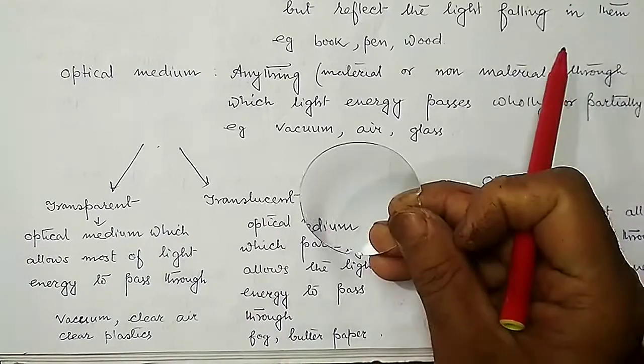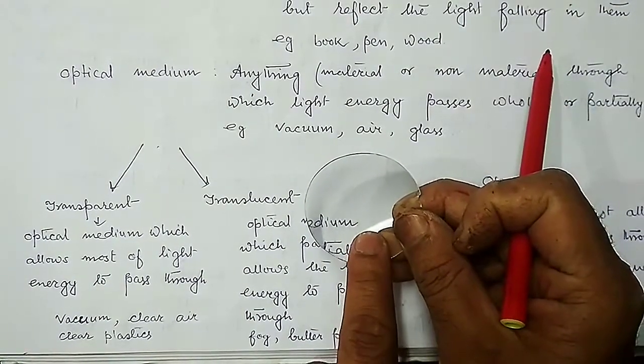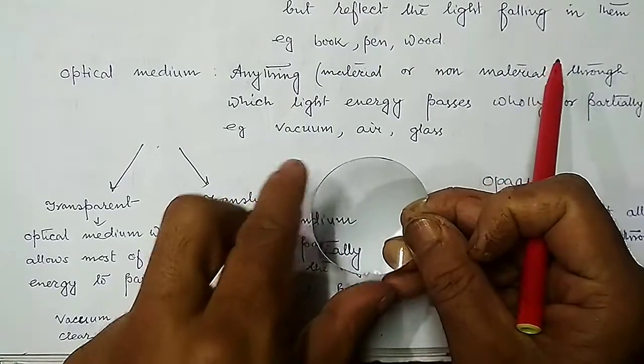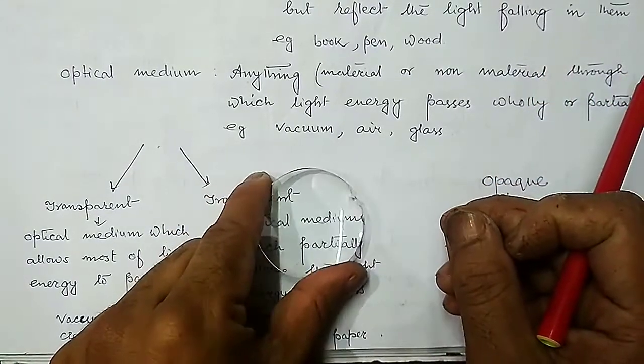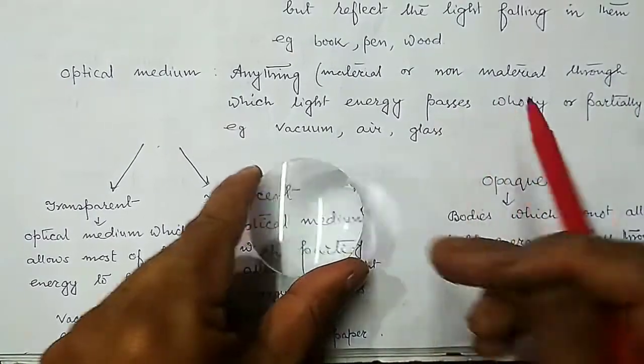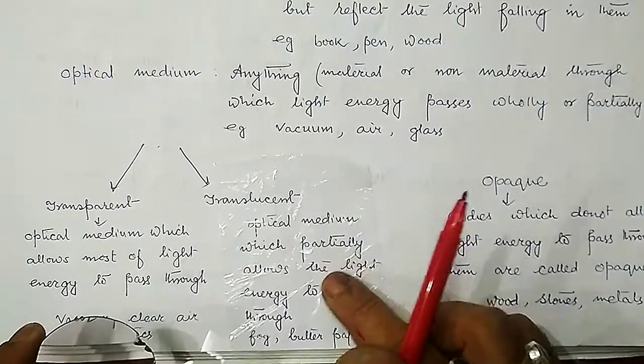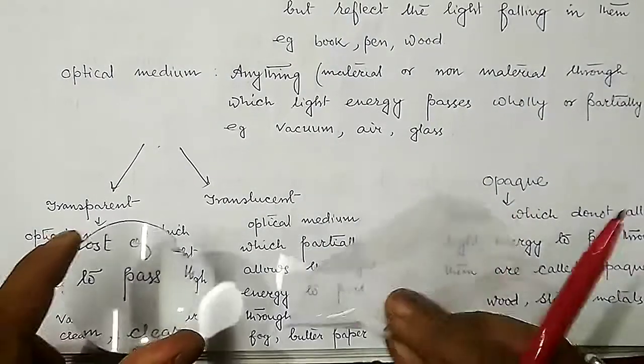Transparent means the optical medium which allows most of the light energy to pass through them. As you can see through this glass, light energy can easily pass. So this type of materials are called transparent. You can see this type of transparent plastic sheets are there. Through them also light can pass, so they are called transparent.